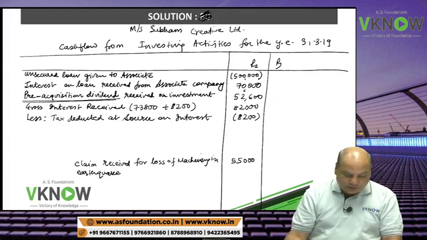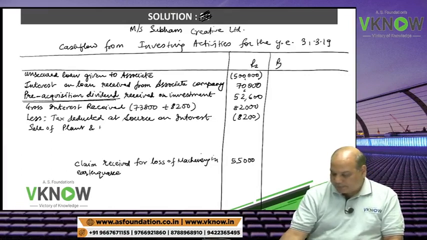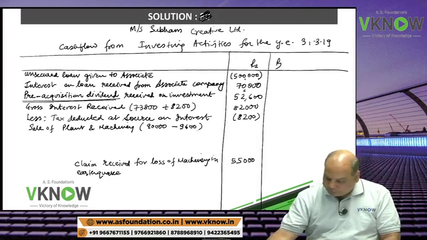Then last line of the question is plant and machinery sold. Sale of plant and machinery. In bracket write the calculation. 90,000 book value minus loss 9,600, 80,400.